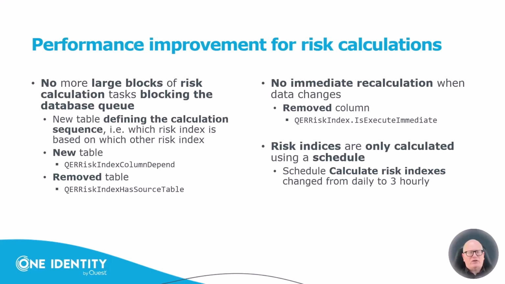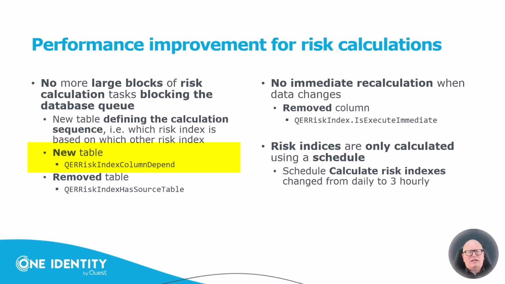And that was then leading to two facts. One of them was a very long-term schedule. And the second thing was that an immediate risk calculation button was implemented to help with specific single objects. However, what happened in Identity Manager 9.3 is that a new table, QER Risk Index Column Dependent, was created.